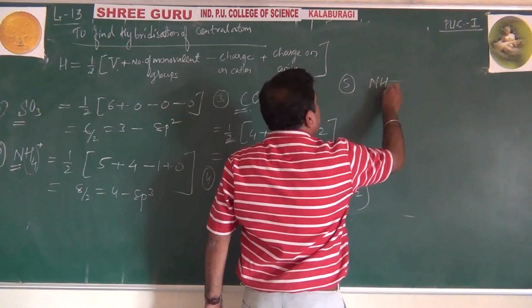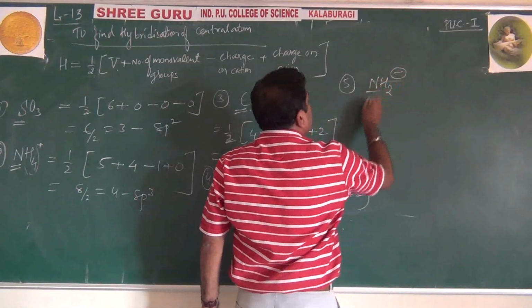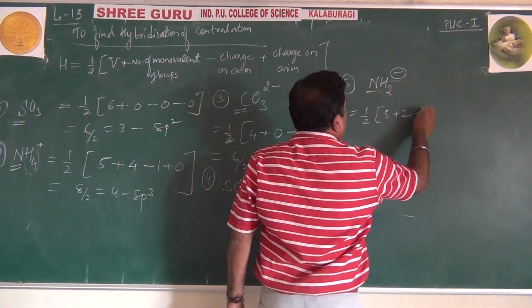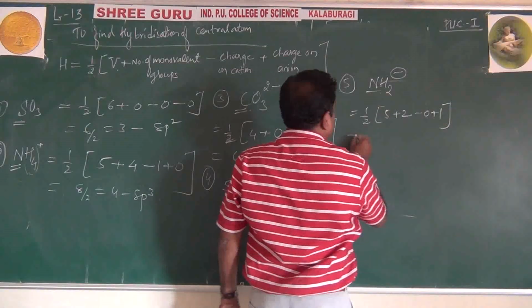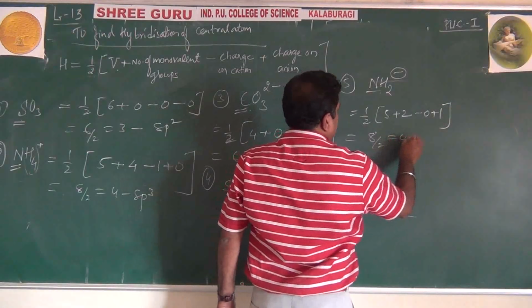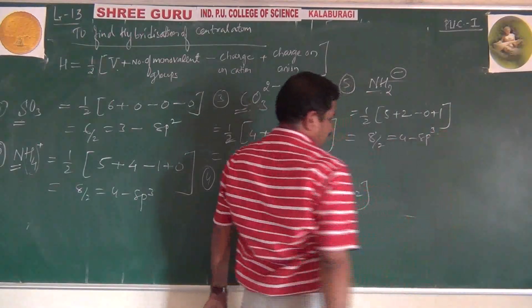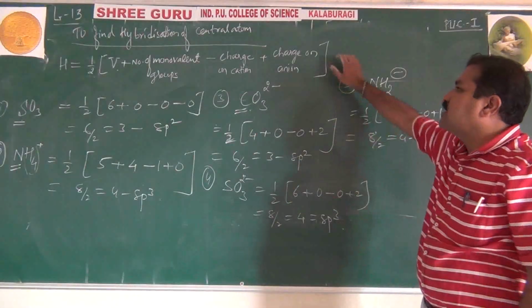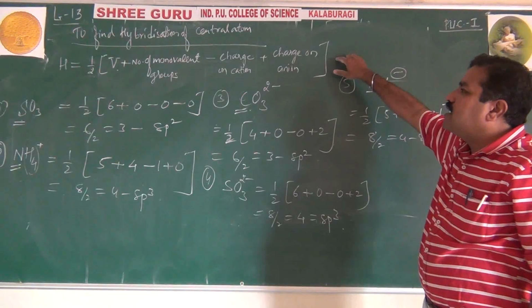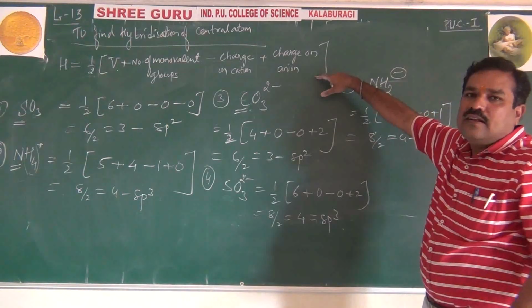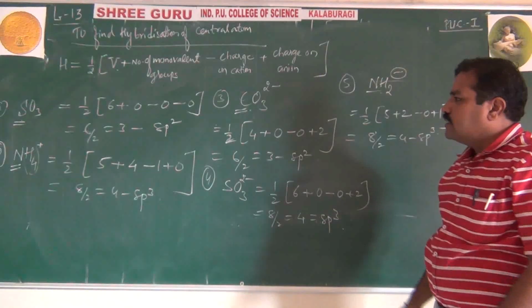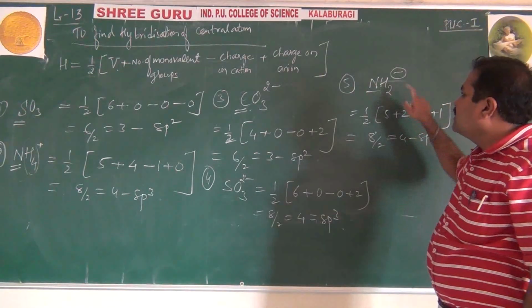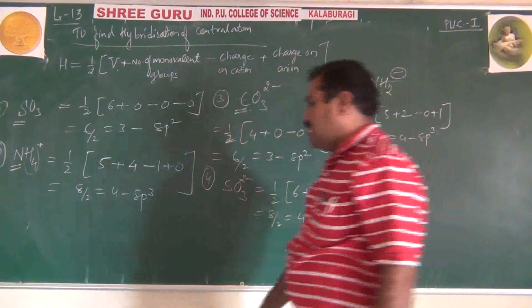See, NH2 minus, nitrogen 1 by 2, 5. Monovalent group plus 2, minus 0, plus 1, right? 8 by 2, 4, sp3. So like this you can calculate central atom hybridization by using this concept. Charge on cation you have to deduct it, if it is anion you have to add it. Right? See, like this, I have given you the ammonium radical, carbonate radical, sulfite radical. This is NH2 minus and SO3.